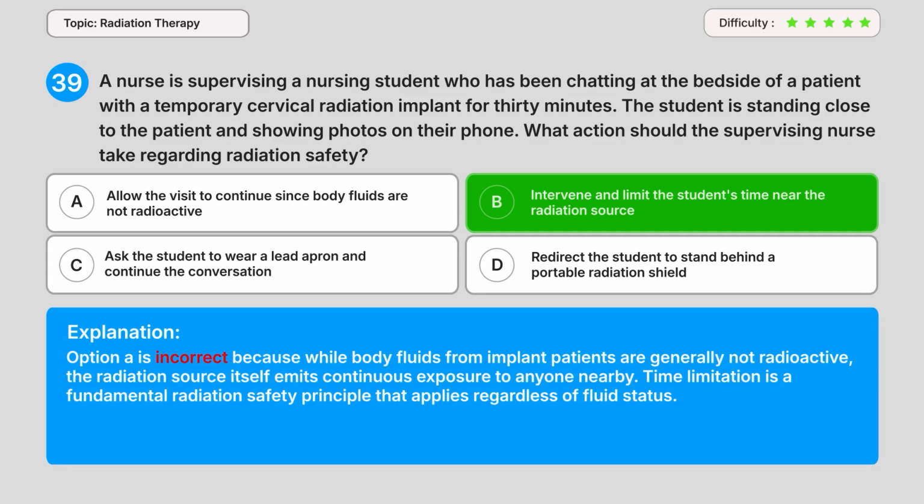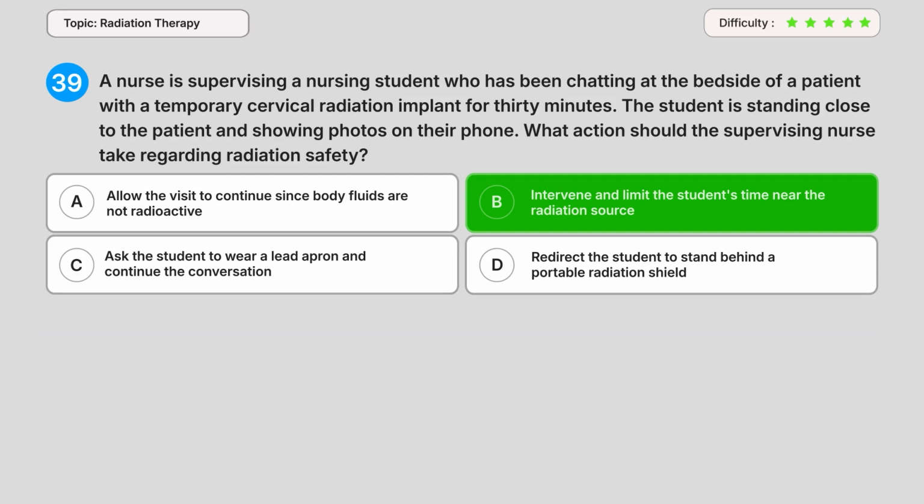Option A is incorrect because while body fluids from implant patients are generally not radioactive, the radiation source itself emits continuous exposure to anyone nearby. Time limitation is a fundamental radiation safety principle that applies regardless of fluid status.